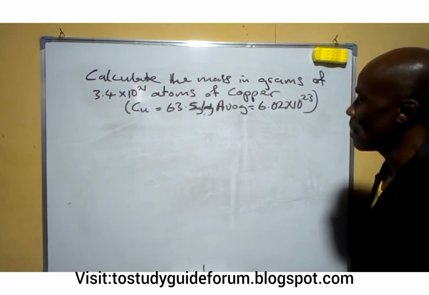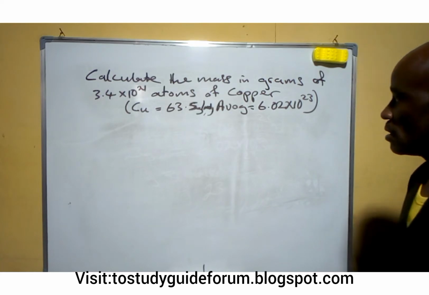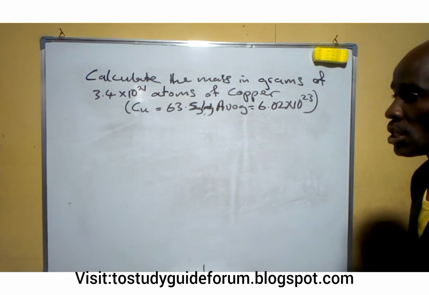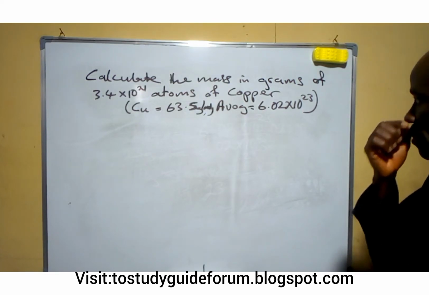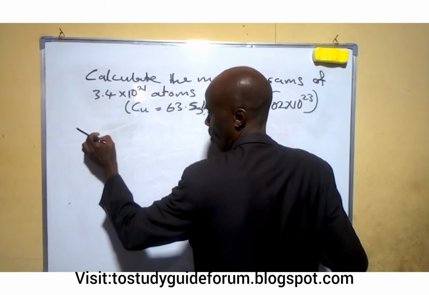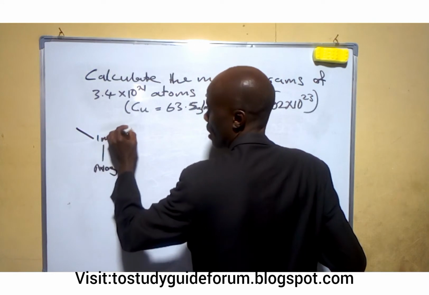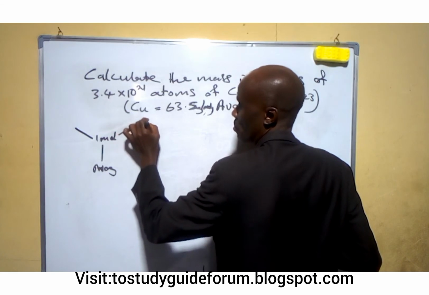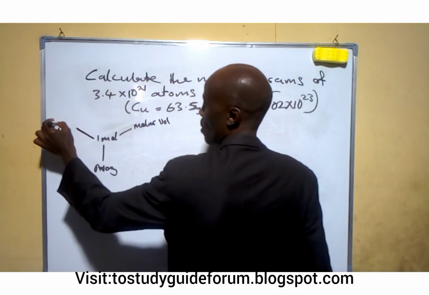So we have a molar mass of copper of 63.5 and Avogadro's number of 6.02 times 10 raised to the power 23. Based on that, like I stated earlier, it's important to know that 1 mole has a common relationship. This is Avogadro's number, this other one is molar volume if it's a gas, and this other one is molar mass.